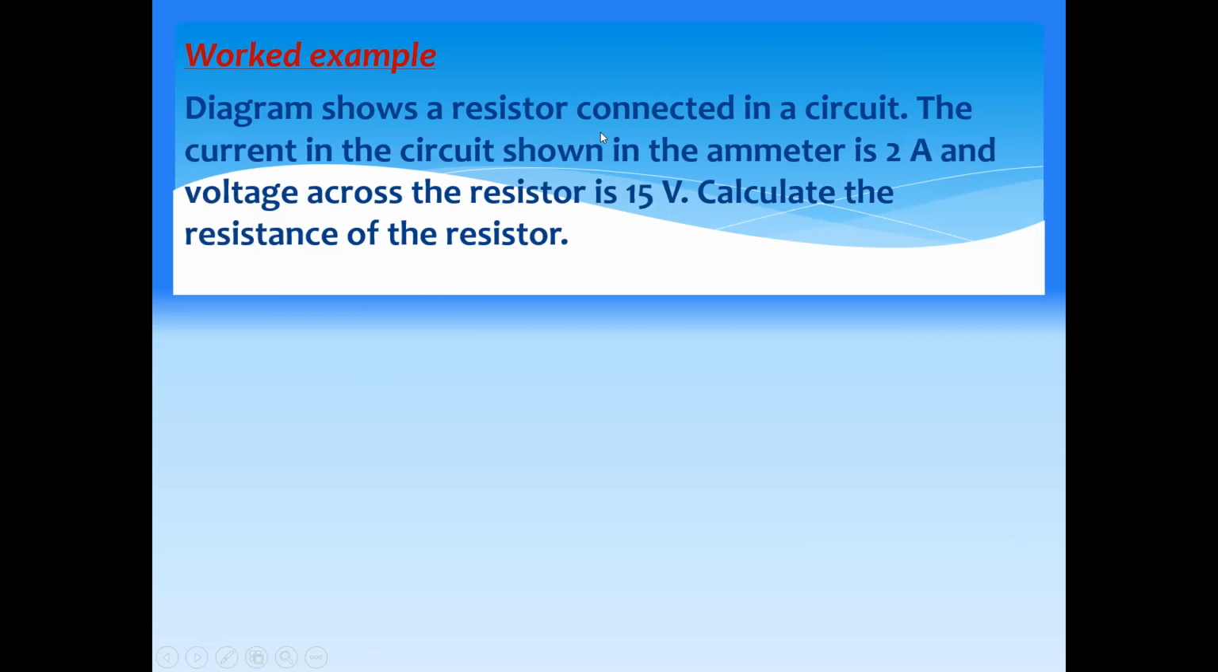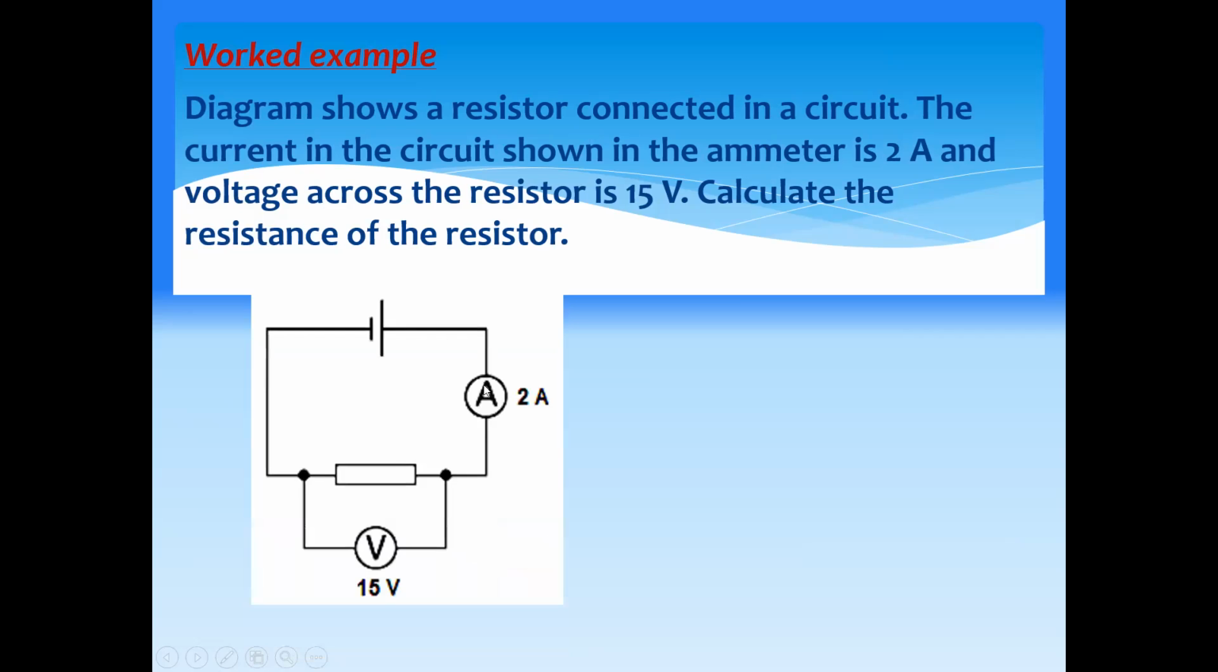The diagram shows a resistor connected in a circuit. Calculate the resistance. So we have a voltmeter. The voltmeter shows 15. If the voltage across the voltmeter is 15, what is the voltage across the resistor? That is also 15. They will receive the same voltage because they are in parallel.